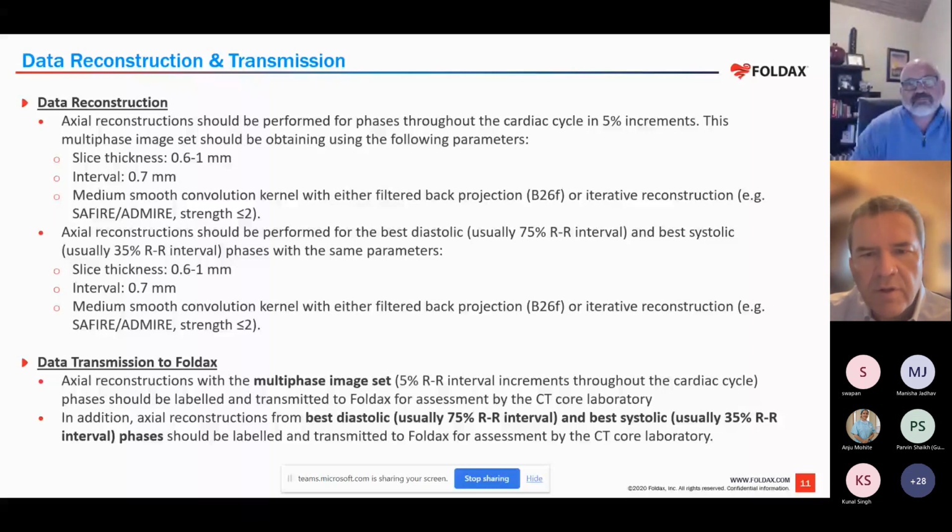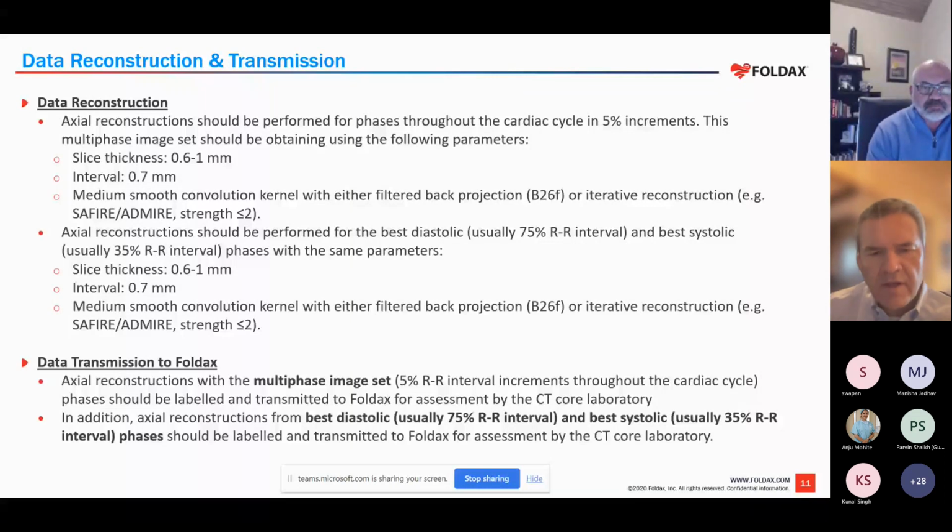And so in addition to the multi-phase image reconstruction, we would also like you to send both best diastolic and best systolic axial reconstructions. And that's usually for best diastolic obtained at 75% of the RR interval. And then for the best systolic phase, that's usually around 35% of the RR interval. And then please make those reconstructions with the same settings that the multi-phase acquisition was obtained. In other words, a slice thickness of 0.6 to 1 with an interval of 0.7 millimeters and made with a B26F or similar reconstruction kernel.